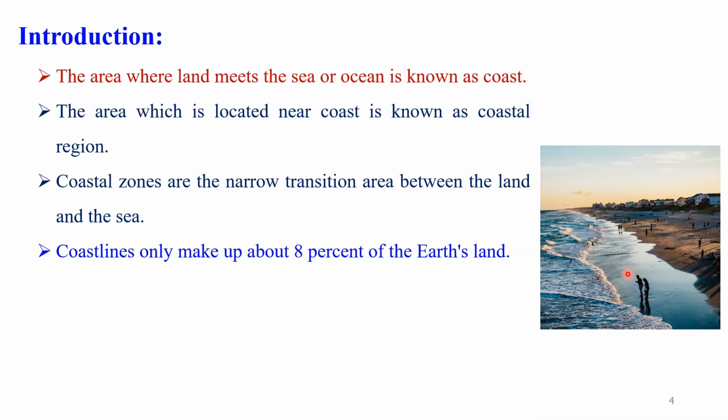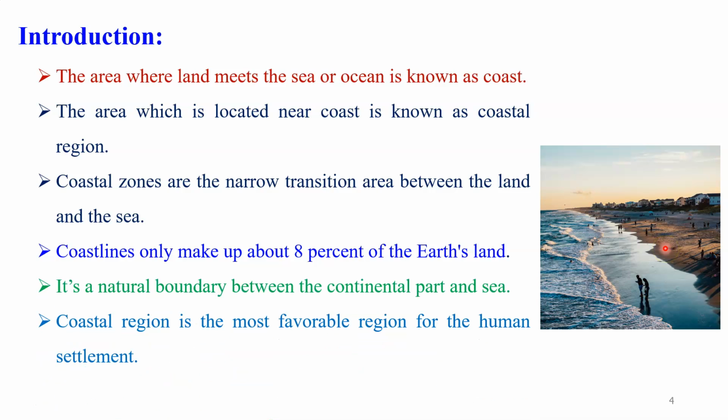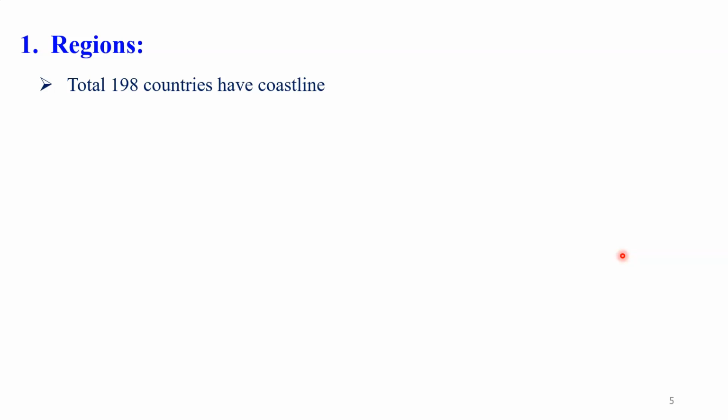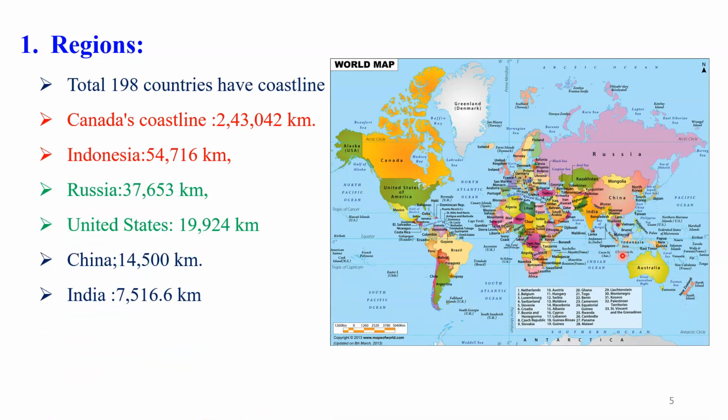The coastline makes up about 8% of the earth's land. It means that near about 8% of the world is occupied by the coastal region. It is a natural boundary between the continental area and the sea. The coastal region is the most favorable region for human settlement in the world. Dear student, let's talk about the region. There are about 198 countries which have coastlines.